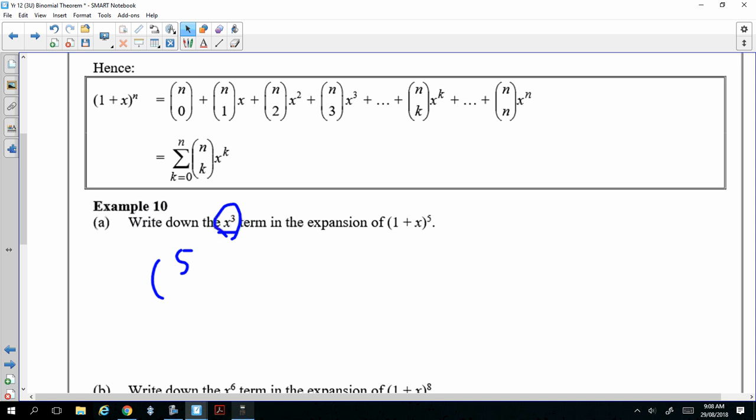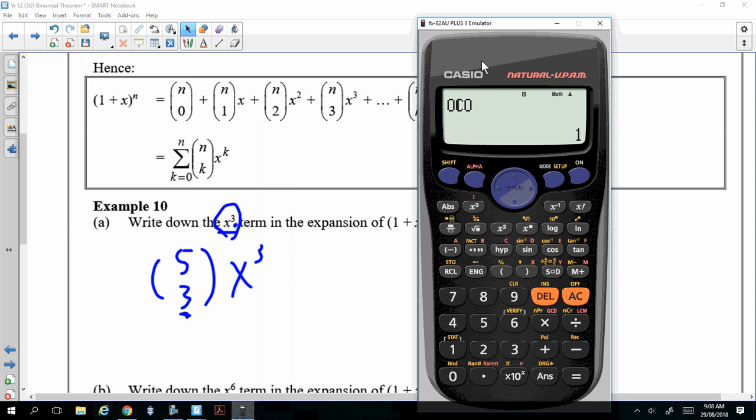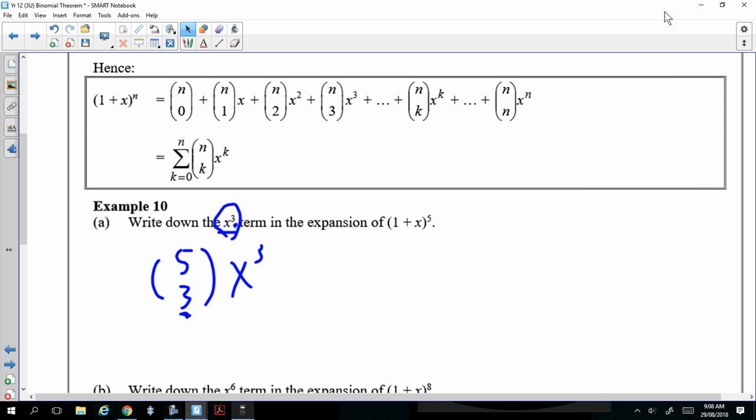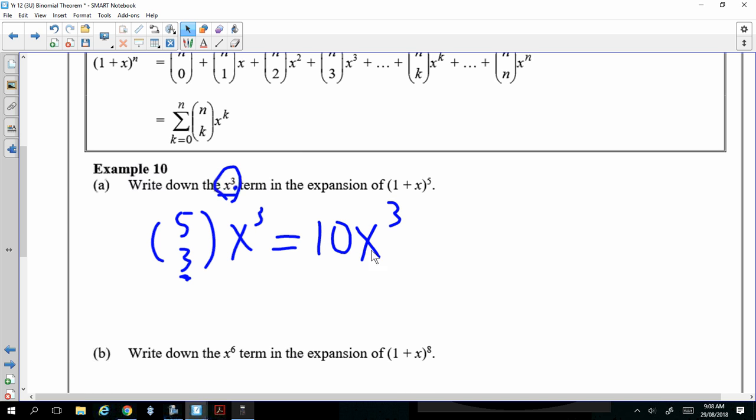Because the 3 corresponds to this number at the bottom: 5C3, x to the power of 3. And you can do that on a calculator. So what's 5C3? You go 5C3, which is 10. So you can work out the term without expanding everything else. You can work out a specific term without expanding every single term.